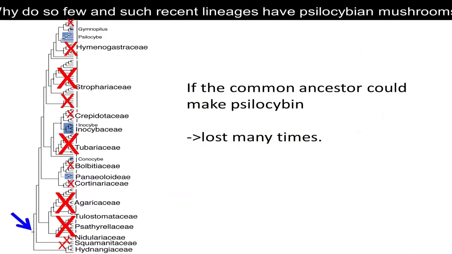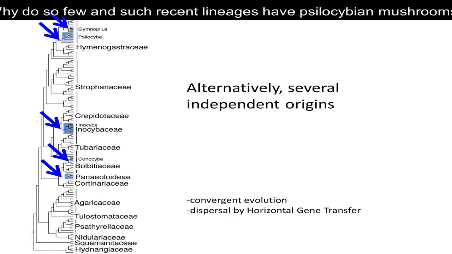So there's two competing hypotheses that an evolutionary genomicist would come to when they see a data set like this. They would think, well, either the common ancestor of all of these mushrooms had the ability to make psilocybin, and then it was lost many times throughout the tree, and only a few retained it. This is our first hypothesis. And the second hypothesis is that there were multiple origins of the ability to make psilocybin across the tree. And this could be because of convergent evolution, different enzymes came together to form this pathway in different parts of the tree, or the dispersal by horizontal gene transfer, which is one of the main themes for today.